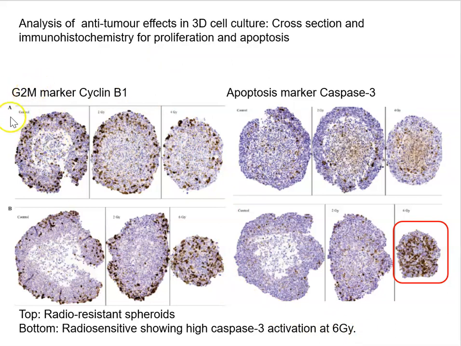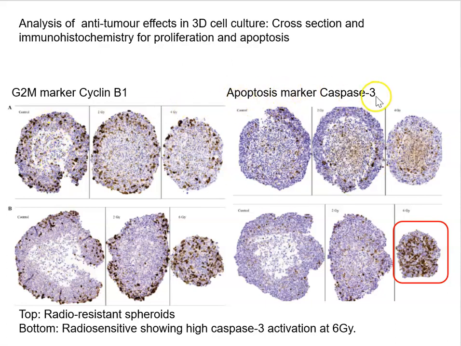So this is control, 2 grays of radiation, and in that case 4 grays of radiation. This is 2, 4 and 6 grays of radiation. Grays is just a unit of absorbed dose of radiation. So in this experiment we've got cyclin B1, and you can see cyclin B1's predominantly expressed around the periphery where there's high levels of oxygen, high levels of glucose, and less so in the middle. And you can see in the middle it's quite cell sparse because this is the hypoxic core.